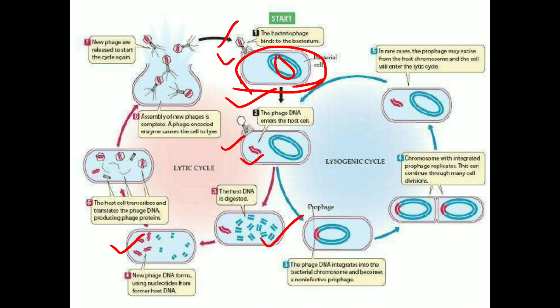Once they enter, after the replication of the viral DNA, that is red colored, and the bacterial DNA, in the next step there is a formation of the protein coat, and that viral DNA is directly transferred into the protein coat. Here the transfer of the viral DNA inside the protein coat takes place. The host cell transcribes and translates the fake DNA, producing the fake proteins.